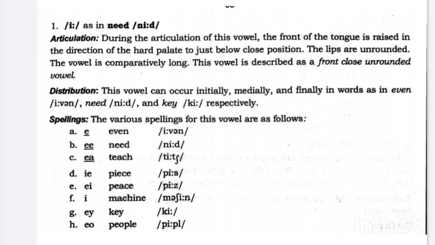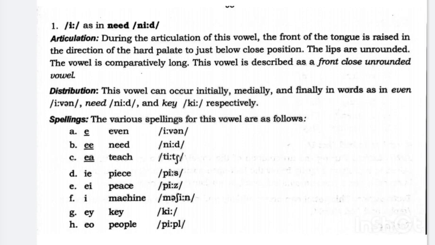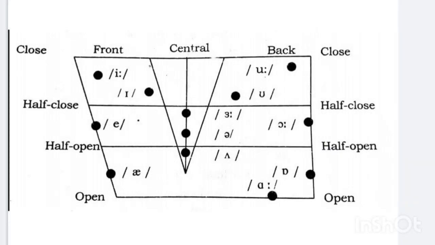Observe your lips. Your lips are unrounded. E. It is unrounded. The vowel is comparatively long. Need. It is long. This vowel is described as a front, close, unrounded vowel. Now, why is it a front, close, unrounded vowel? Front because of the front of the tongue. Close because it closes here.